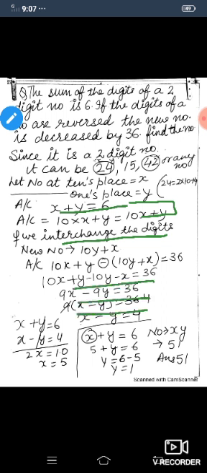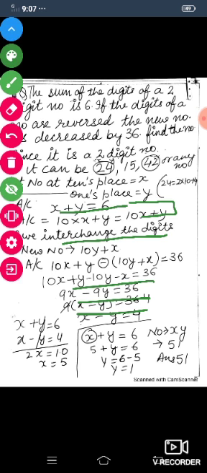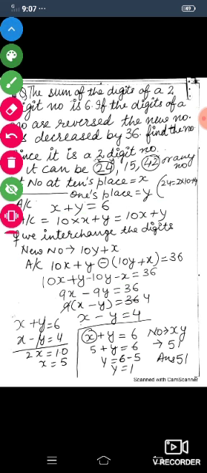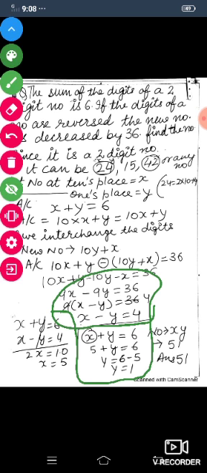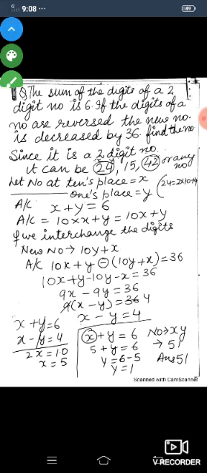Then the second number, that is 10y plus x, and then I'll put the sign of subtraction between the two numbers, and it is equal to 36. After opening up the brackets, the signs will be changed and it will become minus 10y minus x. On subtraction, I got 9x minus 9y is equal to 36. Taking out 9 as my common number, I got x minus y is equal to 4.